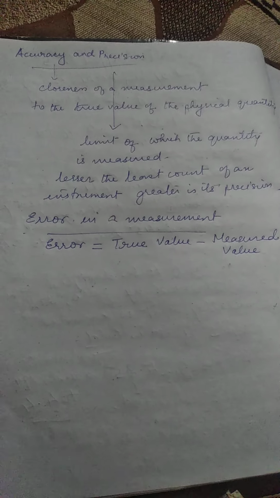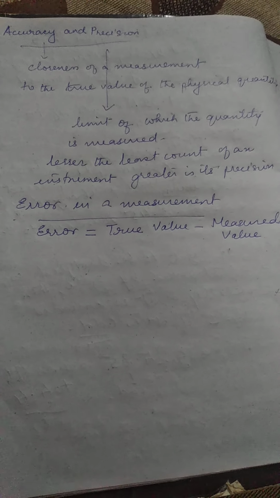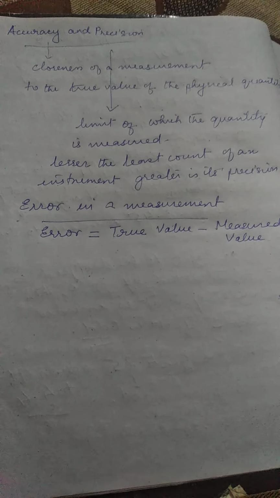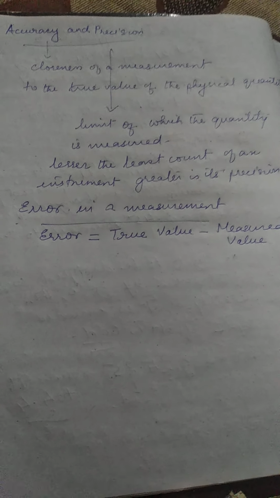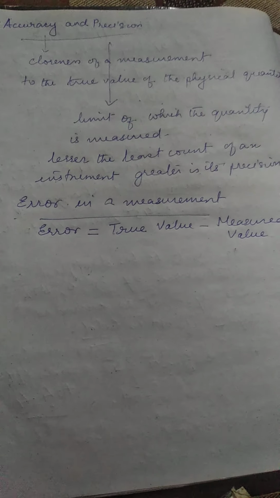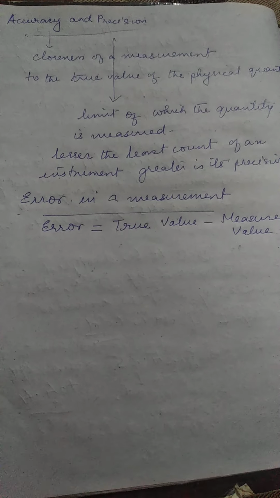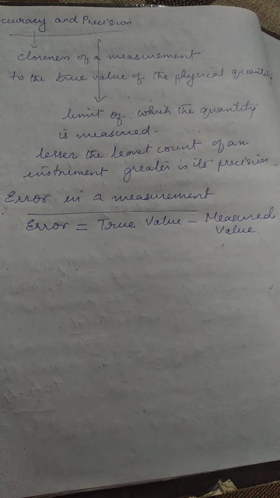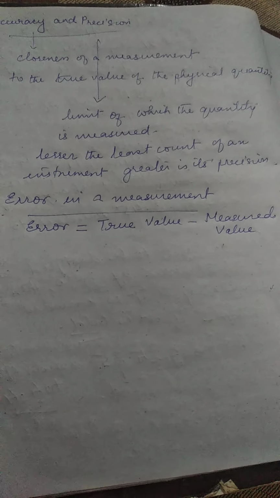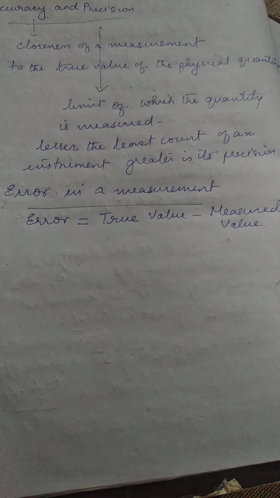Suppose you measured the temperature of a liquid and it comes out to be 94 degree centigrade, whereas the actual reading is 96 degrees. So your measured value is 94 and the actual value is 96 degree. That means the difference between the two is 2 degree. That means the error is 2 degree. So that is the meaning of error. Error in a measurement is nothing but the difference between true value and measured value.